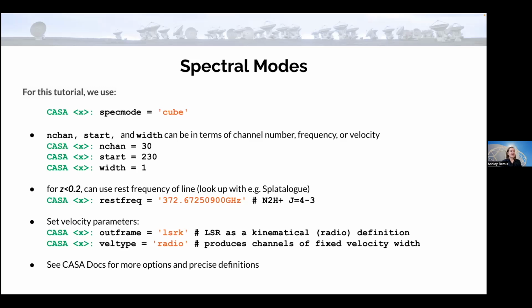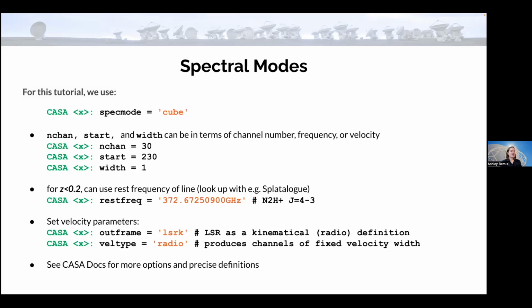And because we're looking at a Milky Way object, our redshift is 0. So we don't need to worry too much about redshifting of the lines, and I'm just inputting the rest frequency of the N2H+ line here. If you have low redshift sources, this is usually sufficient. You can look up the rest frequency of lines with Splatalogue. It's also going to be probably in the header of your data.